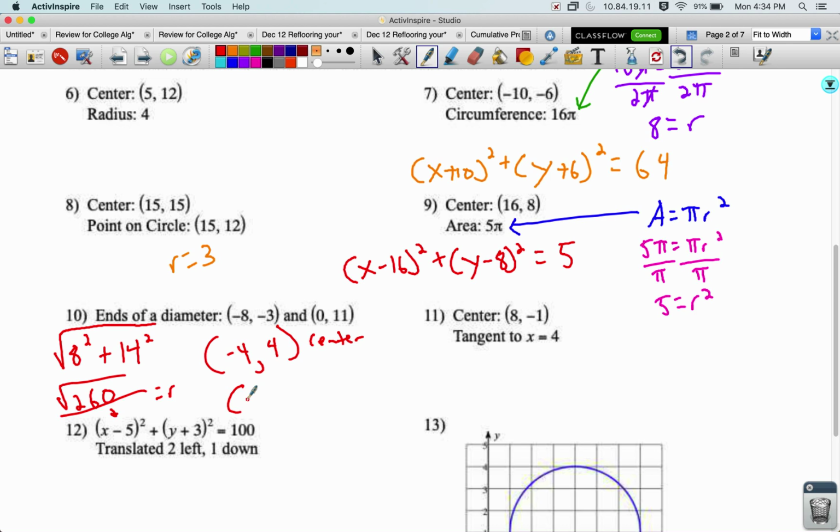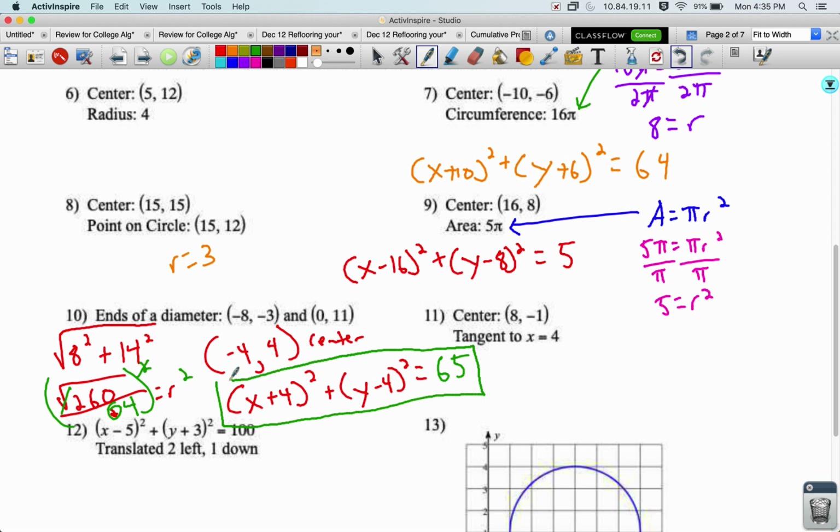Now we plug it into our formula. (x plus 4) squared plus (y minus 4) squared equals, and we want to square this to get r squared. Well, that will cancel out that square root and turn this 2 into a 4. So I got 260 divided by 4 is 65 for this side here.